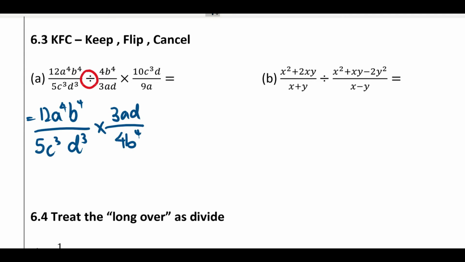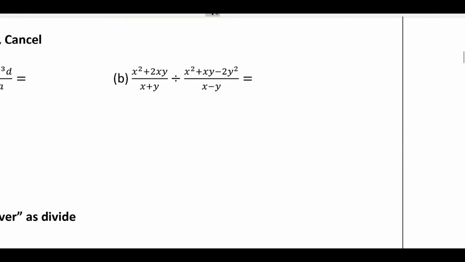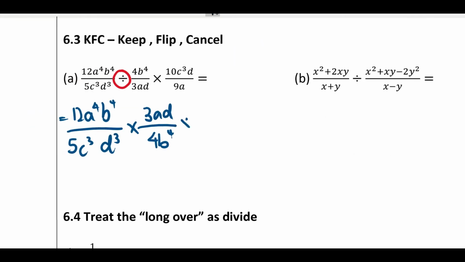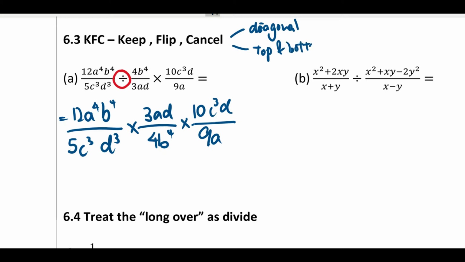So we flip, then times 10c cubed d over 9a. Alright, then we can only cancel diagonal. Either you can cancel diagonal or top and bottom. Okay, what do I mean by that? First, you see 12, I cancel with 4. Diagonal can cancel. Here, left with 3.